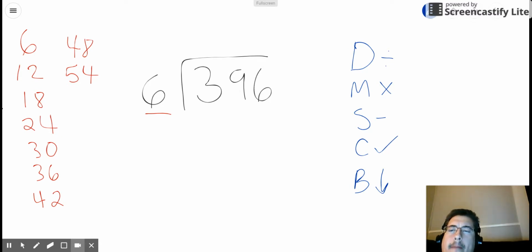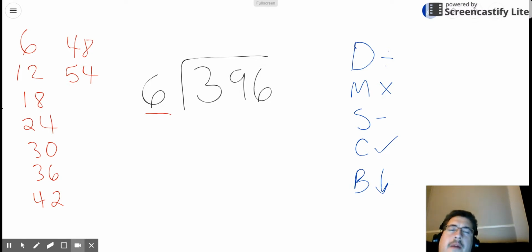So I'm going to look at my dividend. My dividend's 396. The dividend's always going to be in the house, or it's going to be the first number. It's the number that's getting divided. It's the total number of things that we want to place into groups. So I'm going to look at each digit. I'm going to go digit by digit inside my dividend, and so that means I need to start with 3.